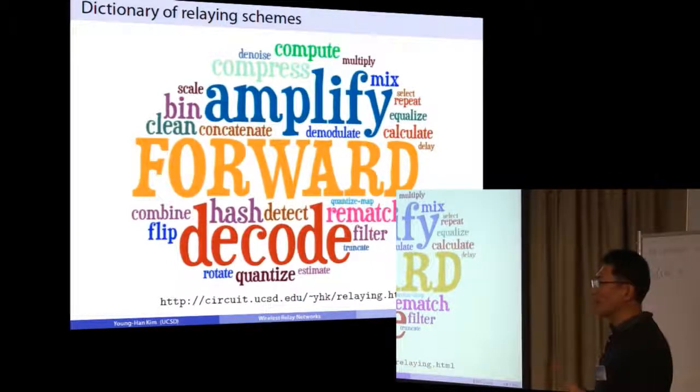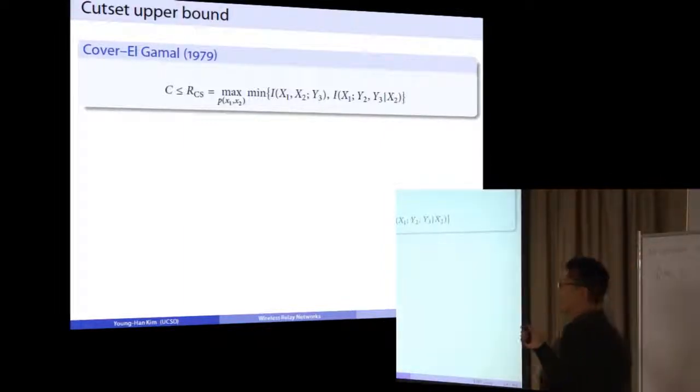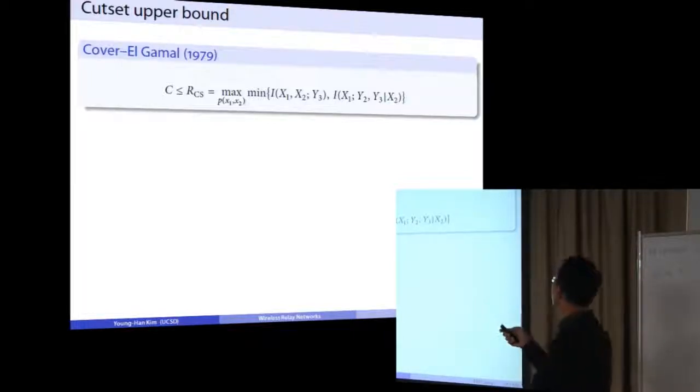But jokes aside, some of them must be quite useful, and many of them are actually extensions of the basic coding schemes. And the most basic coding schemes are decode forward and compress forward. And before discussing them, I'm going to introduce a performance benchmark for all these forward coding schemes, which is called the cut-set bound.